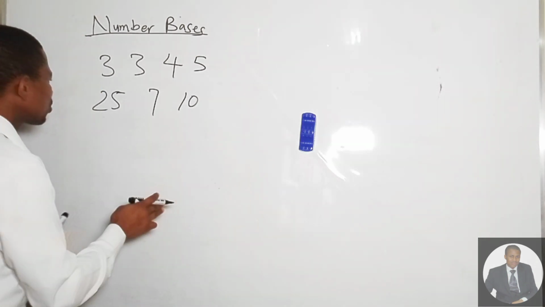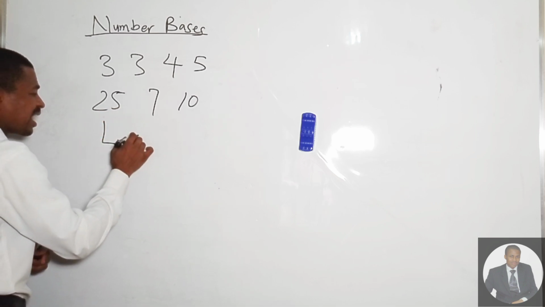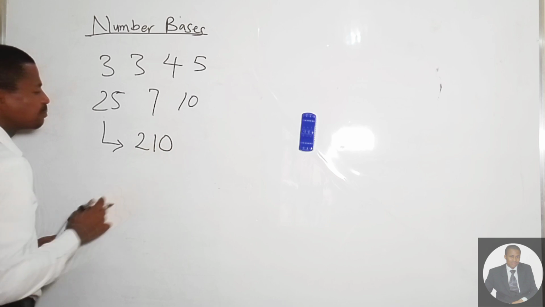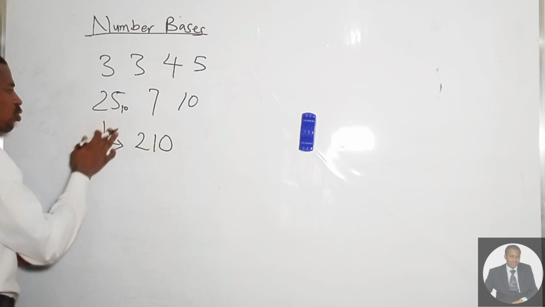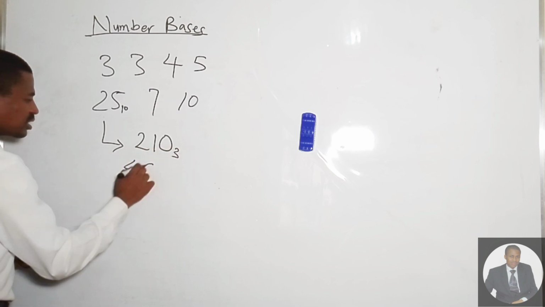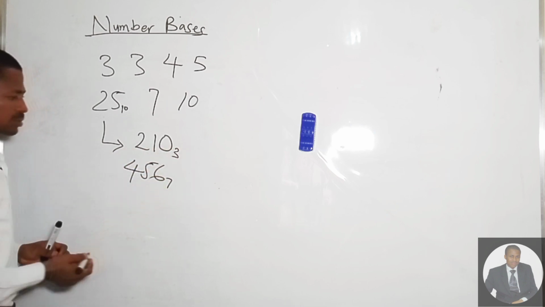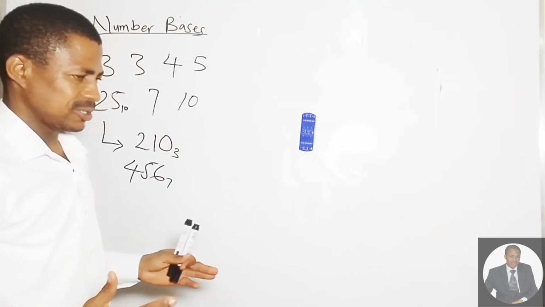But we can convert a number from base 10 to a number in another base. For example, this is 25 base 10. We could convert it to another number. It could be in base 3. It could be in base 7. So we have numbers in other bases.